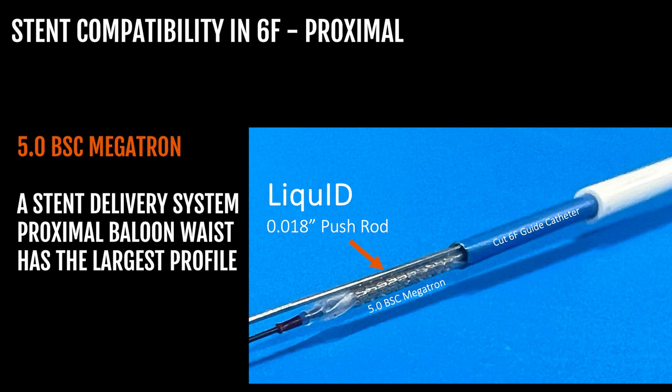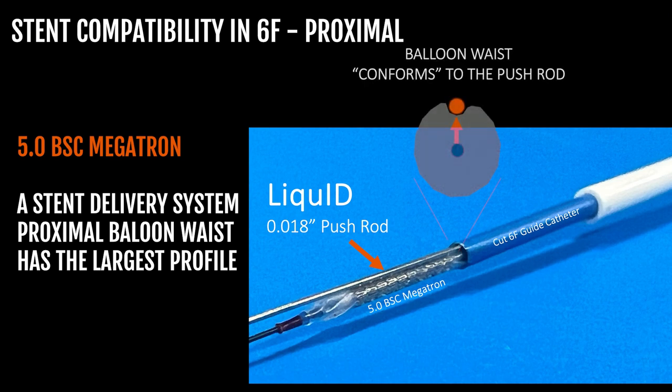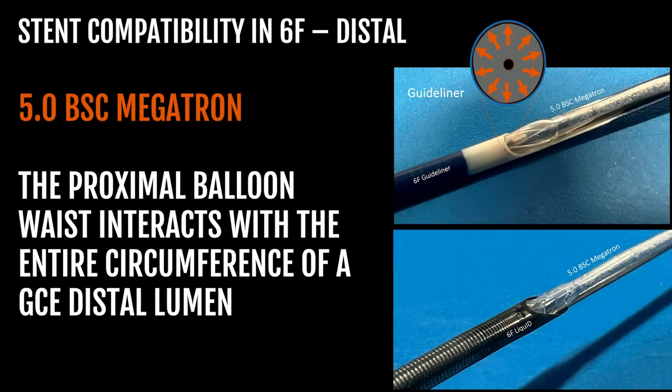With these stent delivery systems, the largest profiles are the waists of the balloon that the stents are mounted on. Specifically, the proximal waist has the largest profile. However, these devices sit within the guide easily, and the push rod conforms to the waist as in the image shown. In the distal section, the device enters through the proximal collar of the 6 French LiquID with ease. This is because of the .061 size of the distal shaft of the LiquID device.